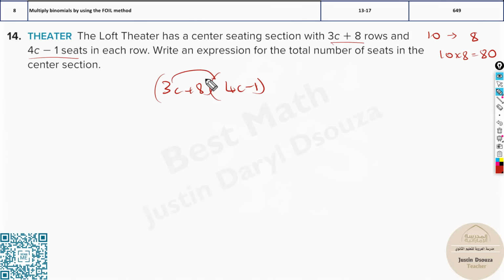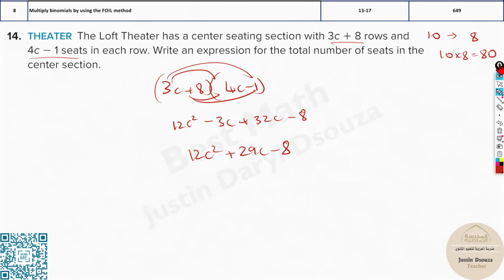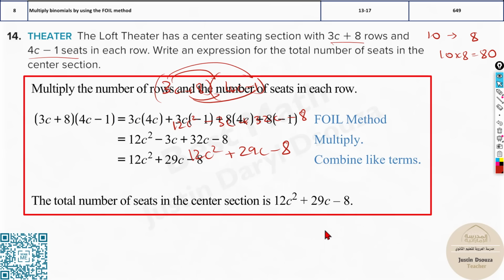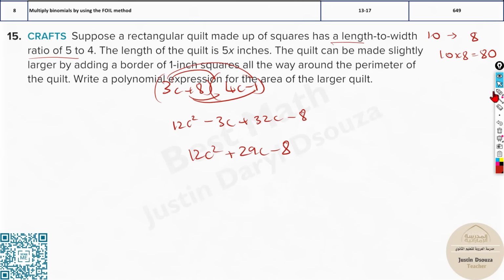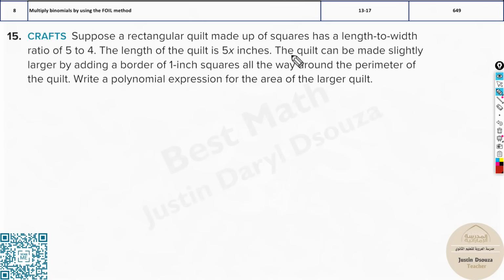So multiply it. 3 times 4 is 12, c to the power 2, minus 3c, plus 8 4s are 32c, minus 8. This with this and this and this. You just have to simplify. 12c squared plus 29c minus 8. That would be the final answer. So this is it. And now let's look into this problem here.